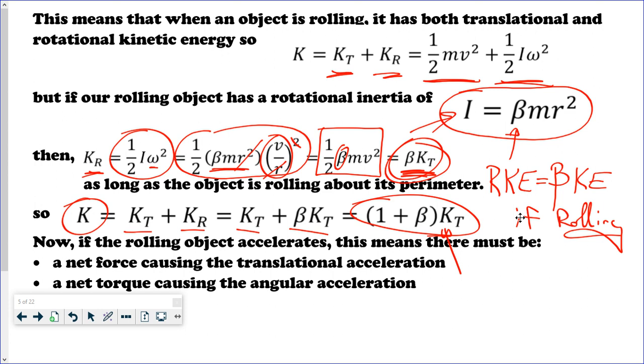All right, so it turns out if the rolling object is accelerating, then there has to be a net force causing the translational acceleration and a net torque causing the angular acceleration, okay?